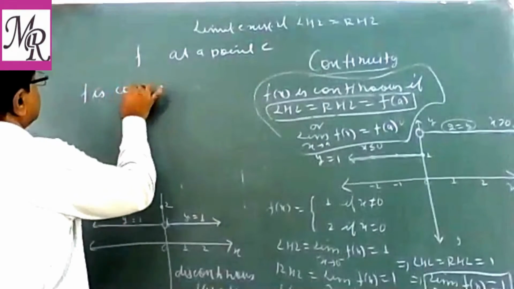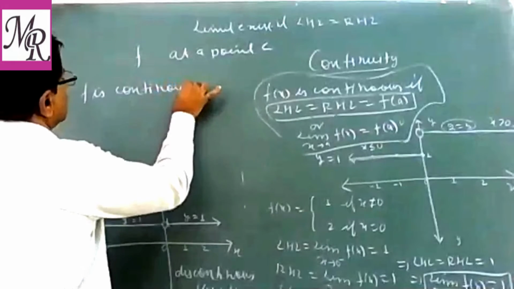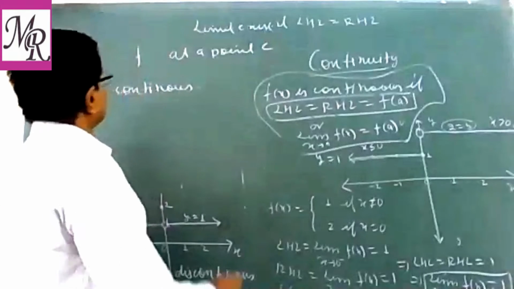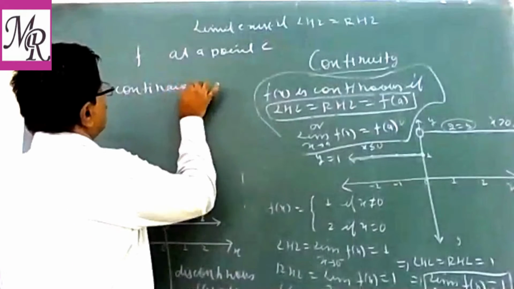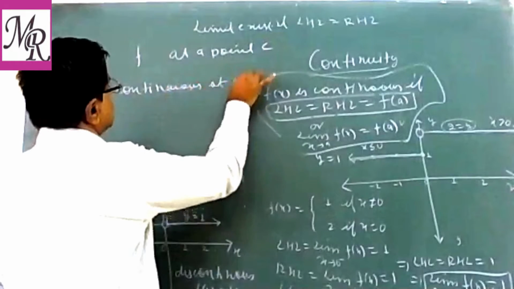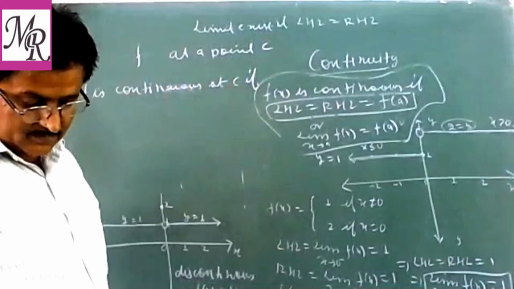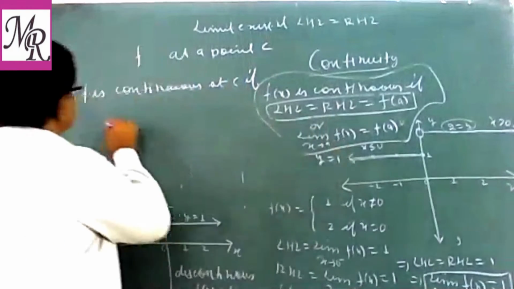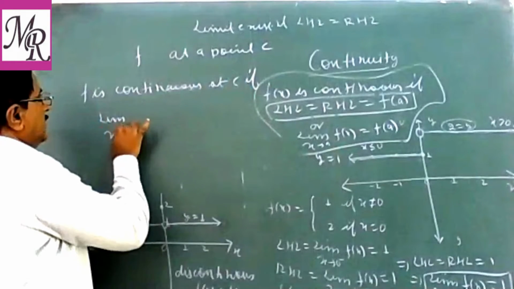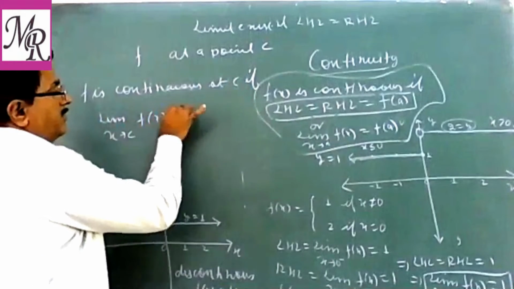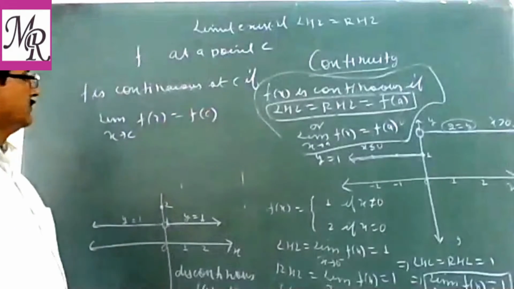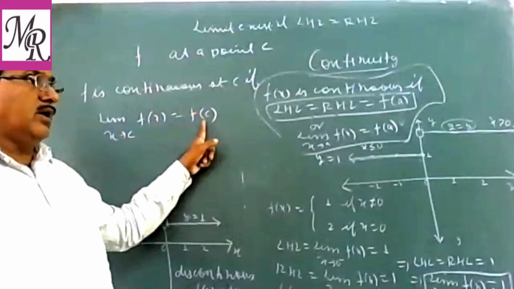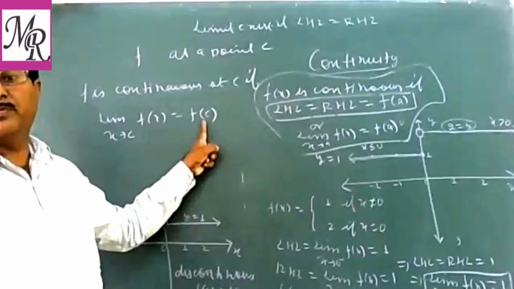f is continuous at C if limit x tends to C, that depends on points. The limit of the function at that point should always be equal to the value of the function at that point.